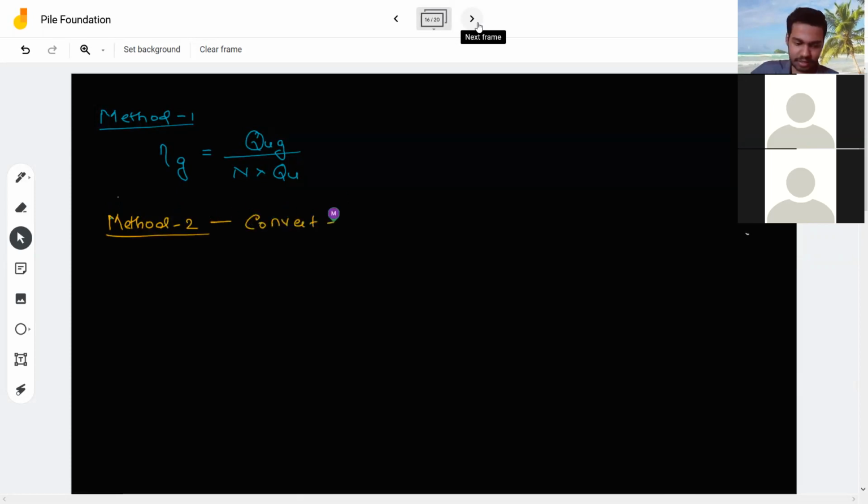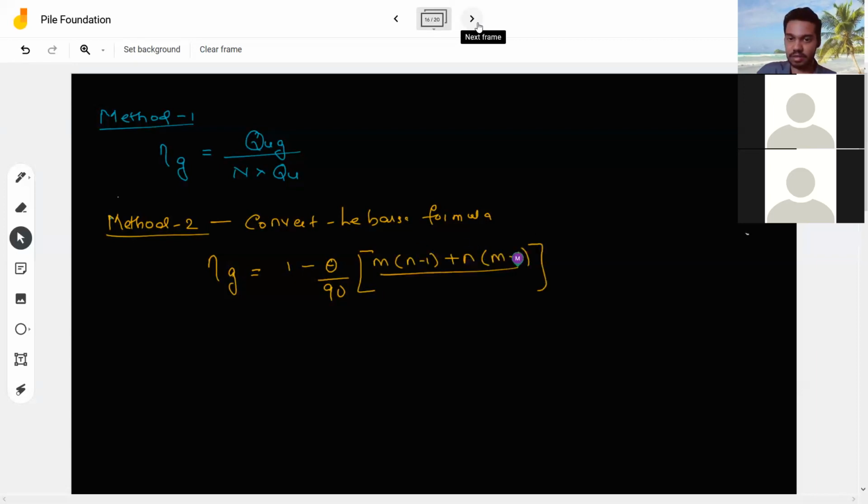It is given by, of the method is in this way. Convert Laplace formula. So just remember the formula here also. Ng is equal to 1 minus theta, m into n minus 1 plus n into m minus 1. What is all this? I have to explain. One second. Let me draw a pile group first of all, so that it becomes easier to explain it.